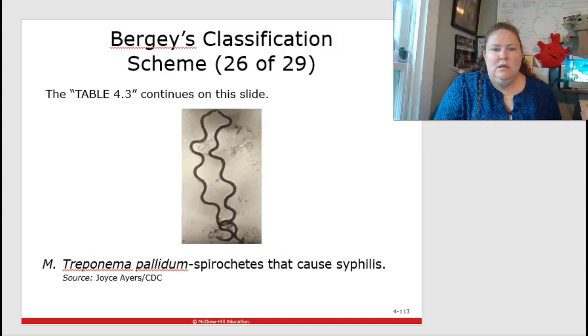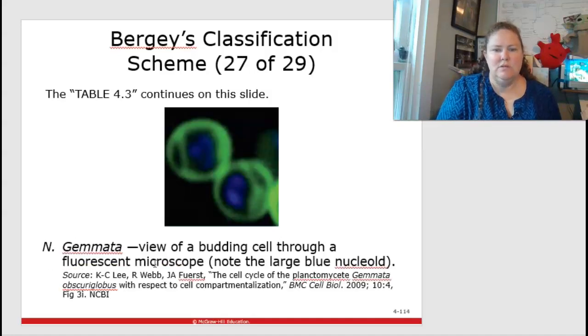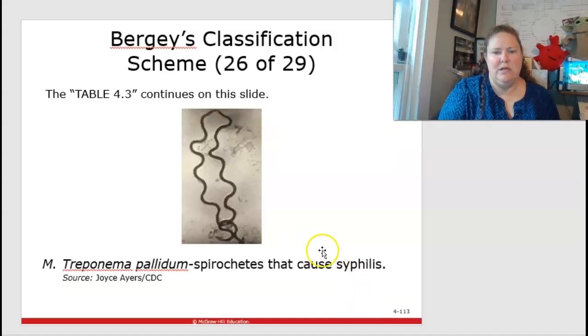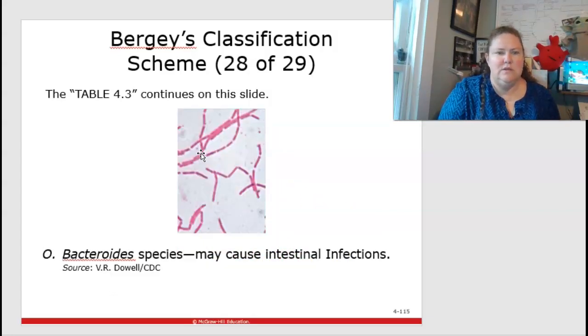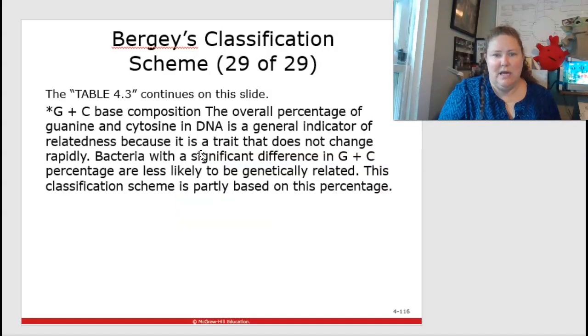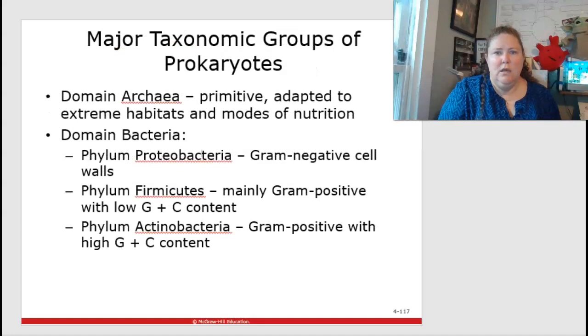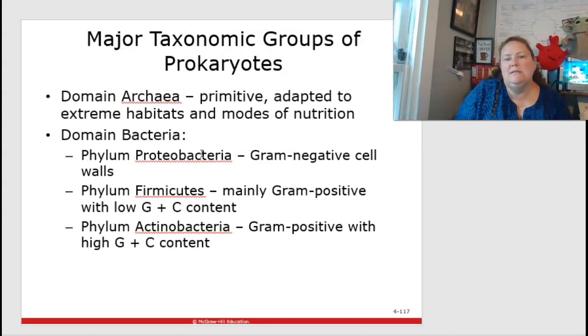Okay. So some of these, you'll say this one is the spirochete that causes syphilis. And this is the view of the budding cell through the fluorescent microscope. Okay. And the blue is going to be that nucleoid. So you can see it's very, very helpful on how to classify these different organisms. Okay. So the major taxonomic groups of prokaryotes, again, would be the domain of archaea.